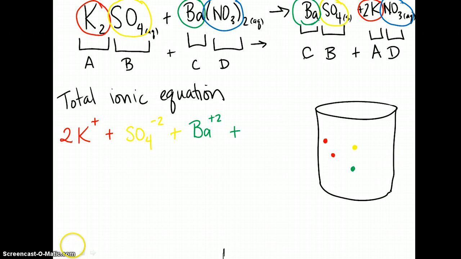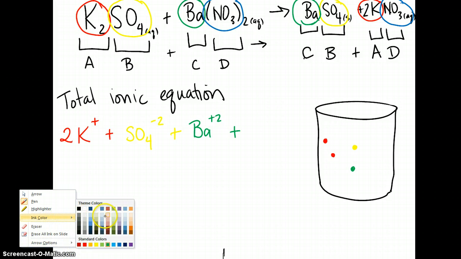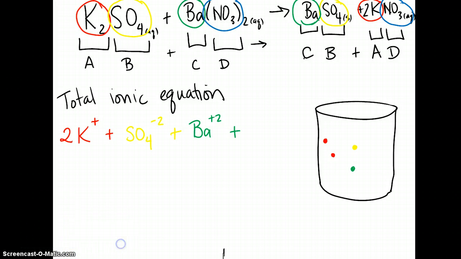And then the last one that I have are my nitrates. And it looks like I have 2 nitrates. I know I have 2 nitrates because of the subscript 2. So here's one nitrate and there's one nitrate, okay? So I would write that as a big 2 NO3. Each has a -1 charge. I know it has a -1 charge from the polyatomic chart. Okay.